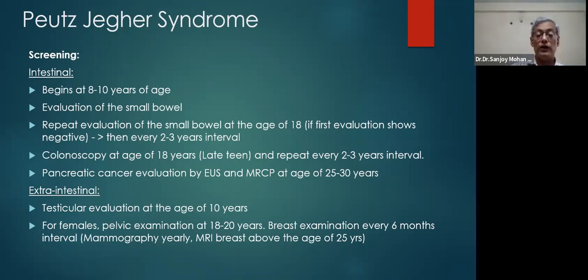Pancreatic cancer evaluation by EUS and MRCP at the age of 25 to 30 years. Extraintestinal testicular evaluation begins at the age of 10 years. For females, pelvic examination at 18 to 20 years, breast examination every 2 to 3 years, and mammography and MRI of the breast above the age of 25 years.